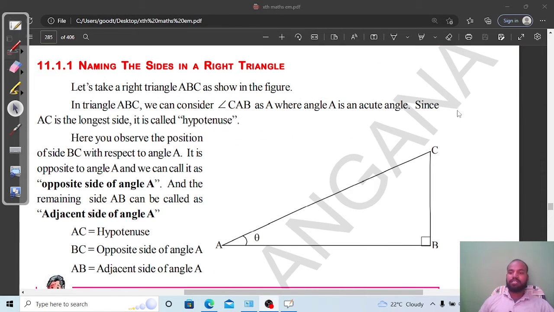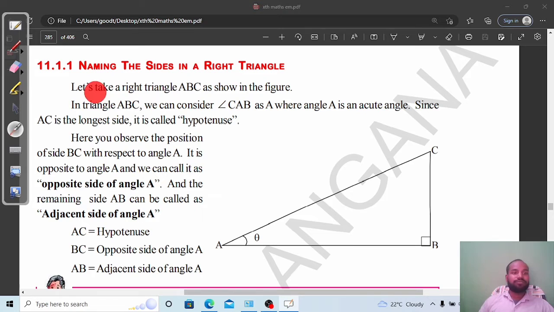Now, I forgot to say this. Once we go with the textbook, what is given in the textbook here? In the textbook it is given as naming the sides in a right angle. What we discussed up to now will be given in the same format. We will just go through this content too.